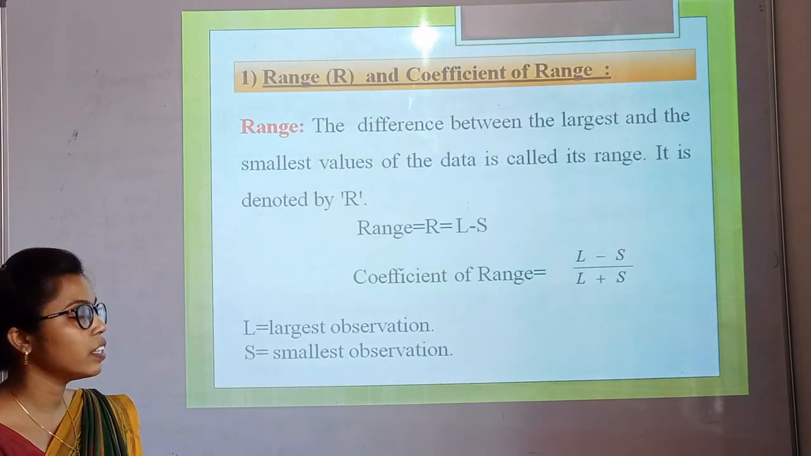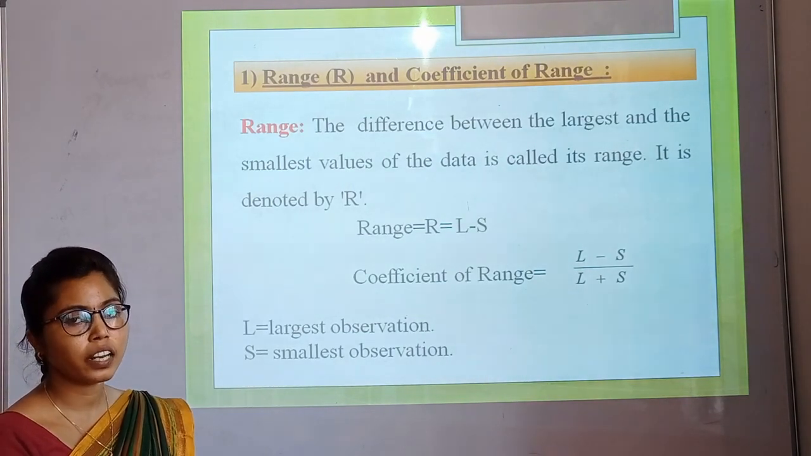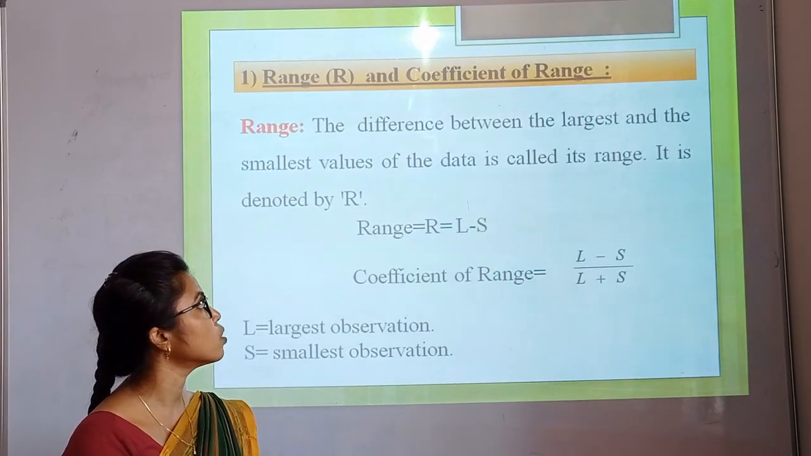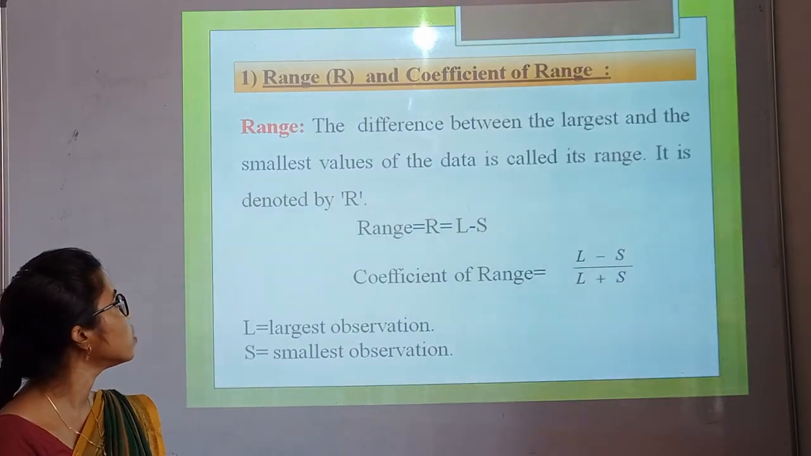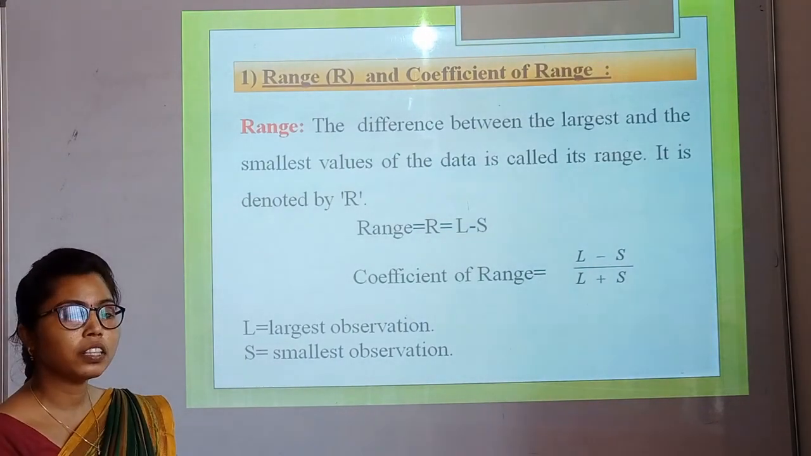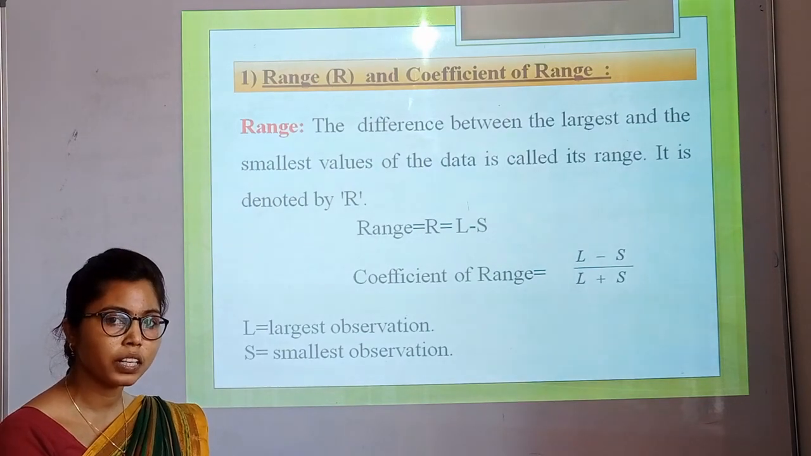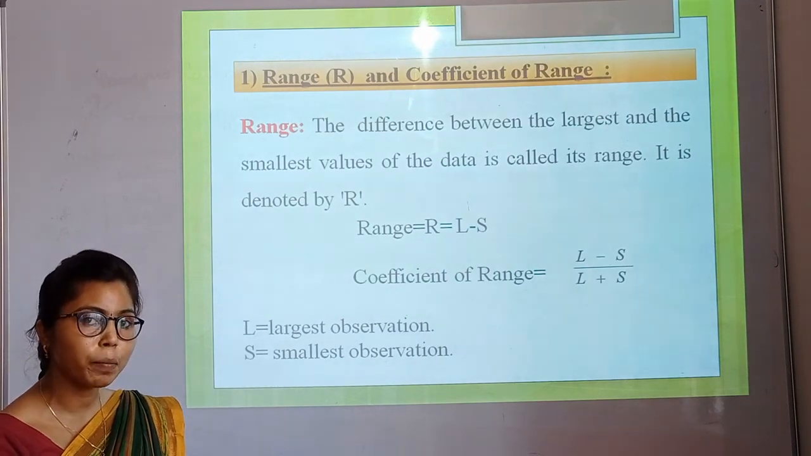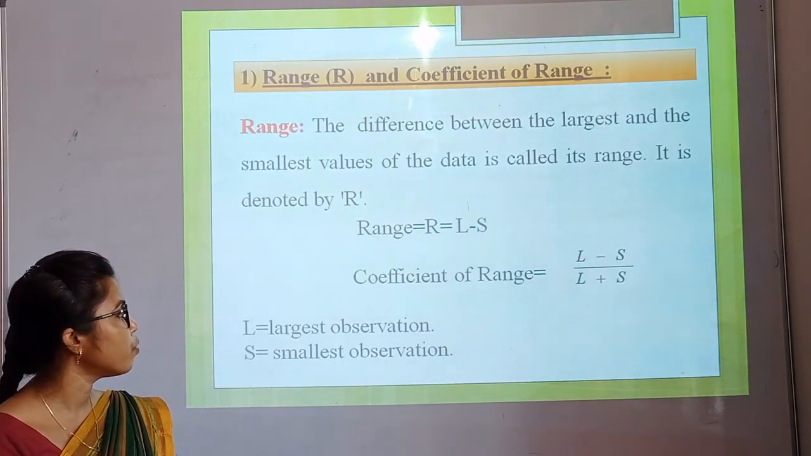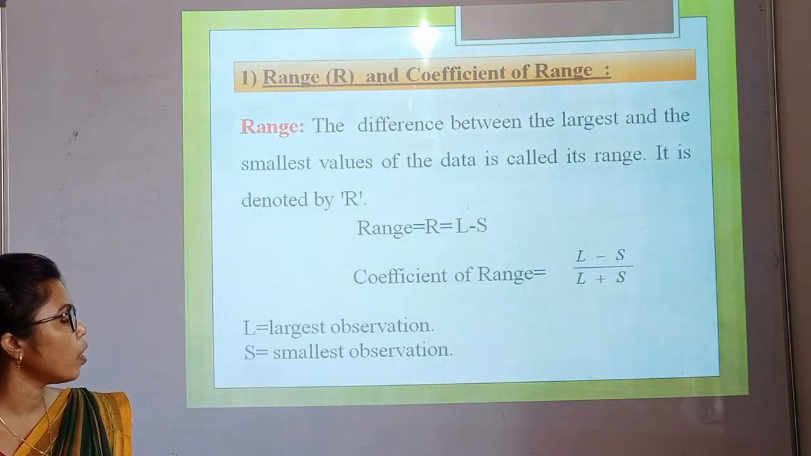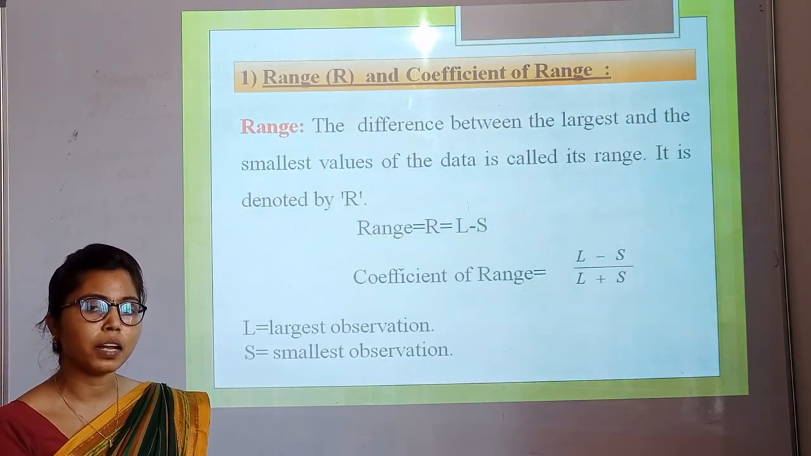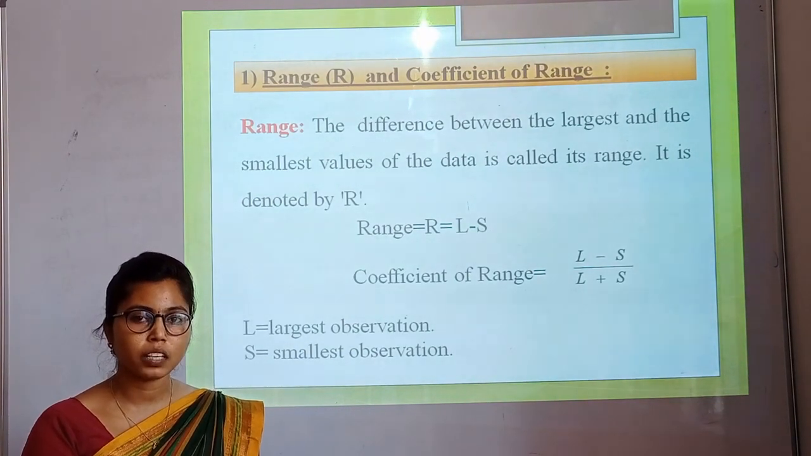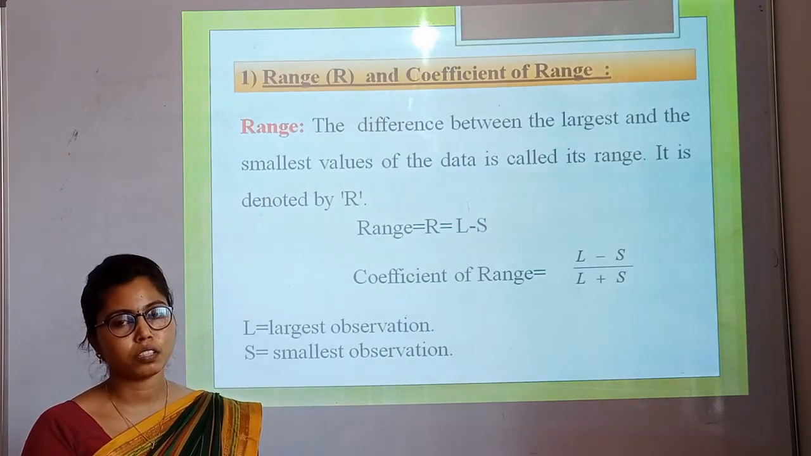Next, let us see each absolute measure with its relative measure. First is range, which is the absolute measure, and its relative measure is the coefficient of range. The difference between the largest and smallest observation from the data is known as range. The range is denoted by capital letter R. Formula is R = L minus S, and the coefficient of range is equal to (L minus S) divided by (L plus S), where L is the largest observation from the data and S is the smallest observation from the data.